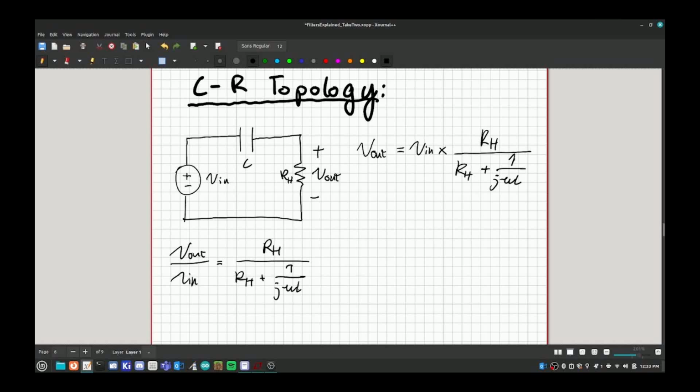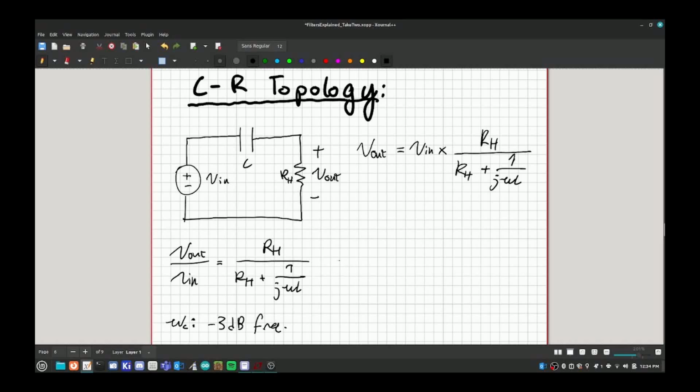Now we want this transfer function to be in the form of some equation that has an omega over omega c in it. And when I say omega c, I mean omega subscript c, not omega times C. That can be a little confusing. Omega subscript c is the negative 3 dB frequency, also known as the cutoff frequency or corner frequency for your filter.